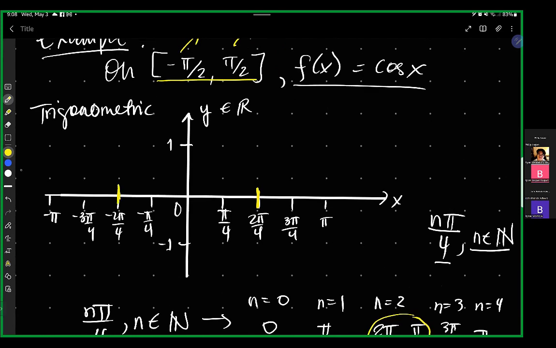So when we plot the cosine of x, what is the value of cosine when x is equal to 0? Cosine of 0 is just equal to 1. Okay? And then cosine of pi over 4 is just equivalent to what?